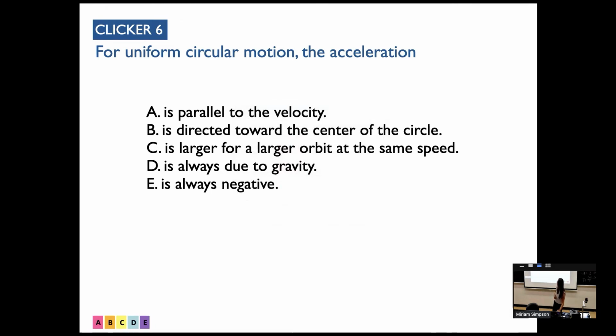All right, we agree that it's B. So I'm not going to go over that one, but it is directed towards the center of the circle. The answer is B.